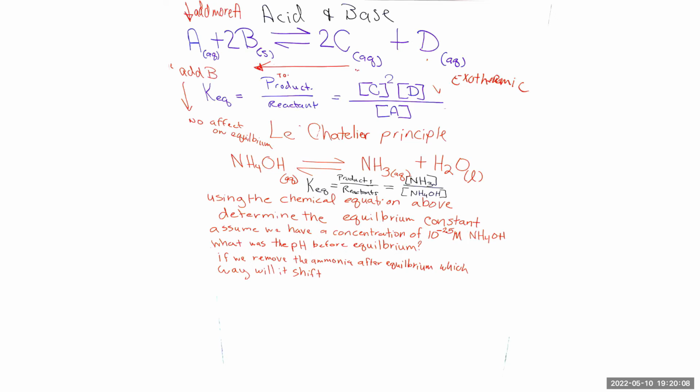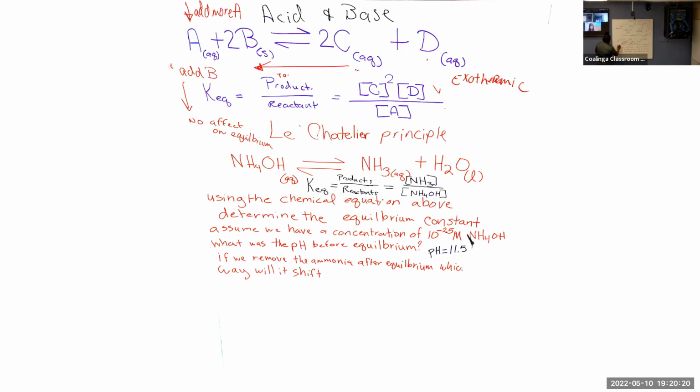So would the pH be 11.5? Okay. We know that the pOH equals minus log 10 to the negative 2.5. Then 14 minus 2.5 is 11.5. Okay.